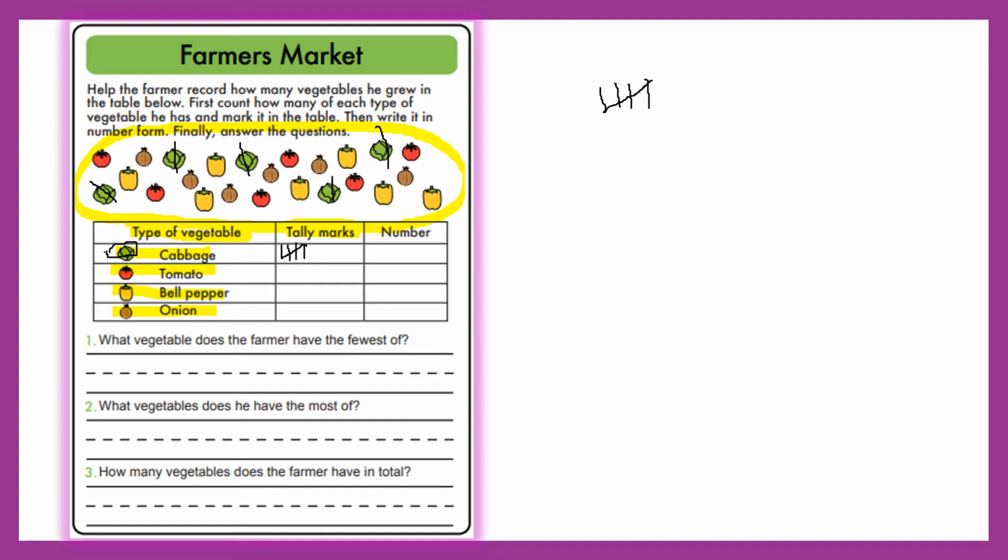This is number 5, so I need to make a mark across. Okay, so next we're going to do tomatoes. Okay, so the tomatoes look like that. You know what a tomato looks like. Little red vegetable. All right, so here we go. Here's a tomato. Make a tally mark. All right, I want you to do that for all your tomatoes. Okay, I'm going to pause for a second, give you a minute to do that for all your tomatoes.